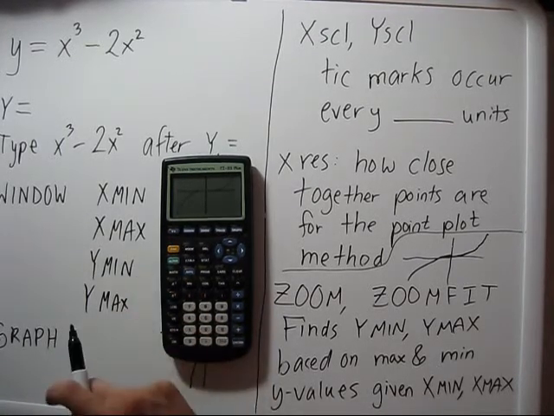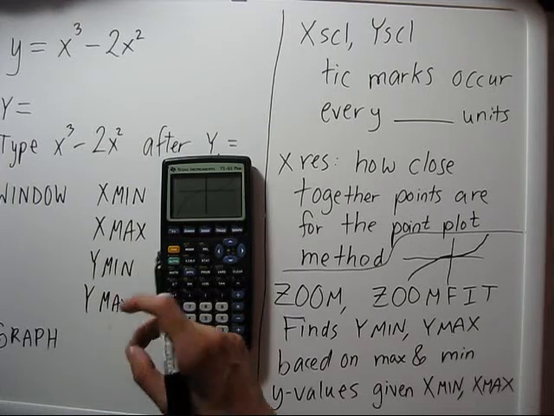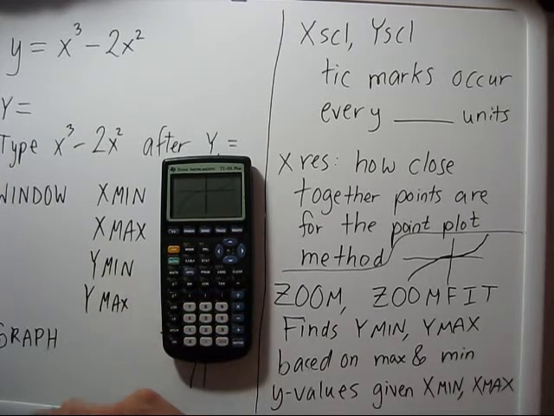Notice how thick the y-axis is? That's because our Y scale was putting a tick mark every 1, and since there's so many, it just looks like a really thick axis. So for calculators, they're very nice to graph things, but you have to be careful of your window. It needs to be in the right spot, or your graph can look completely different.